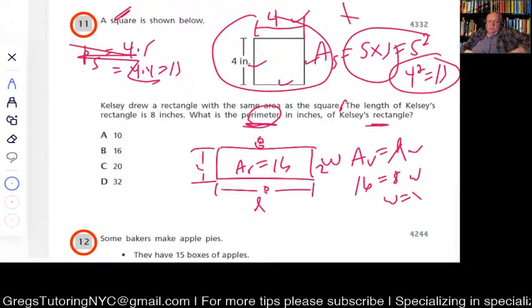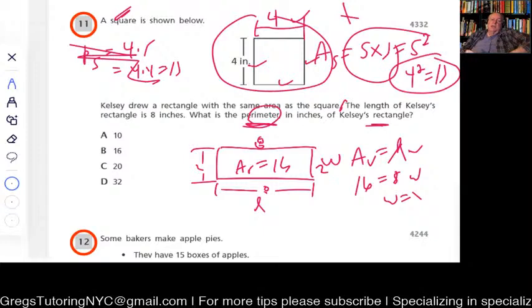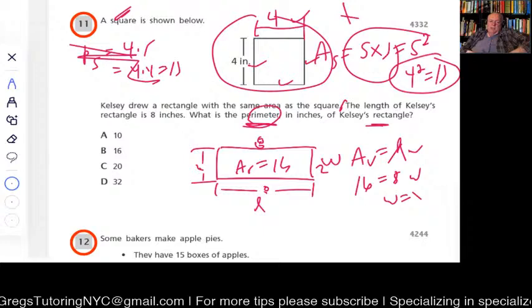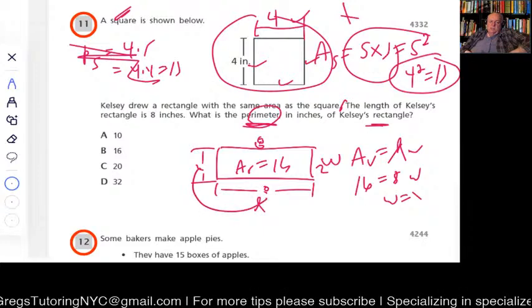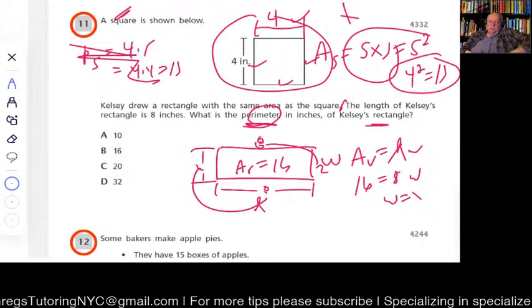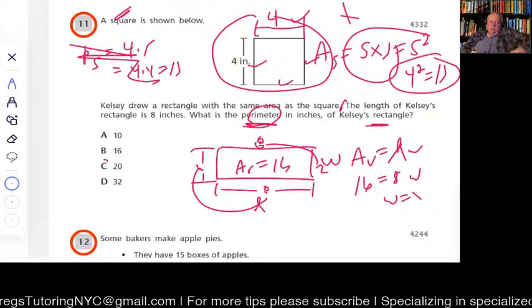There's a couple of ways to get the perimeter, but at the end of the day, we just add up all the sides. So 2 plus 8 here is 10, and this 2 plus 8 is 10, so the answer would be 20, which is C.